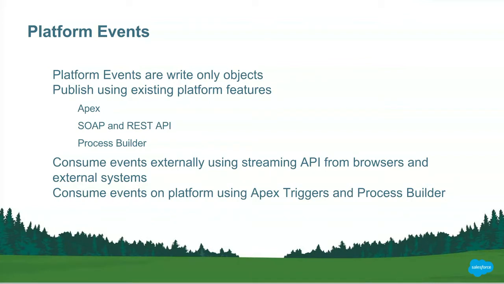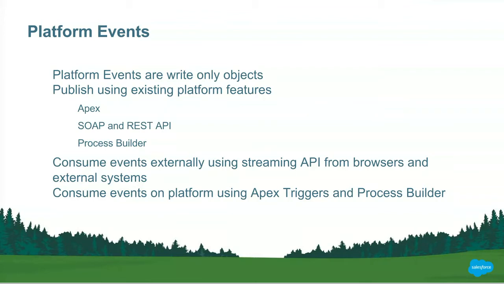Platform events are basically just a new kind of object. You're already familiar with many of our objects. We have standard objects like lead and user, custom objects, external objects. The event object is a new class of object. It differs in a few fundamental ways, though. These are write-only objects. You can only publish them, and then you can receive notifications when they come in. You can't query them. You can't use SOQL. You can't view them on the UI. You can only emit them and receive notifications.